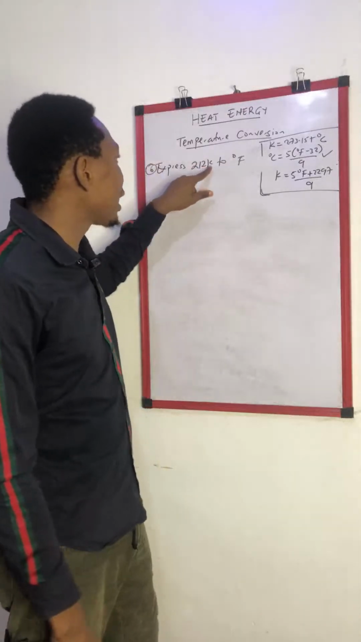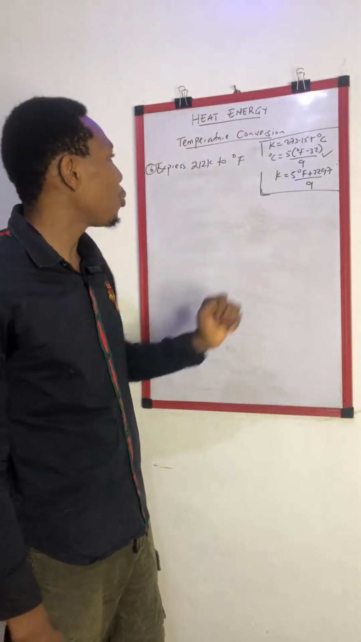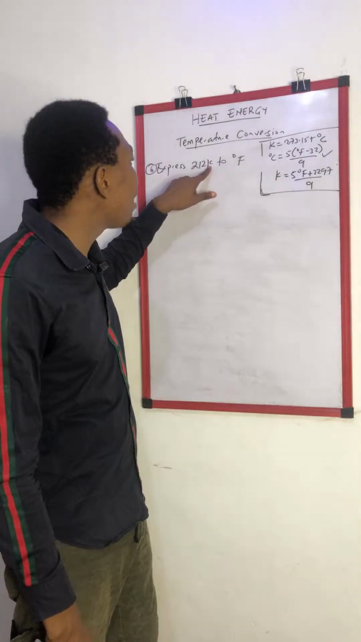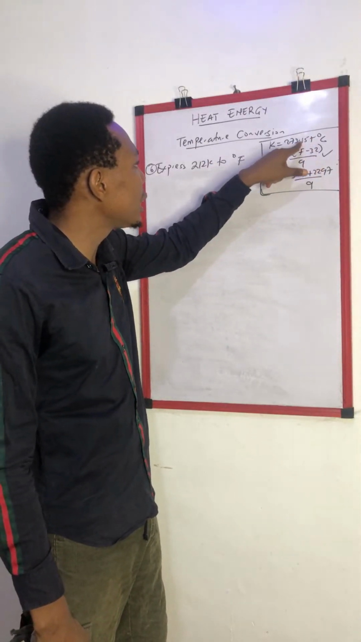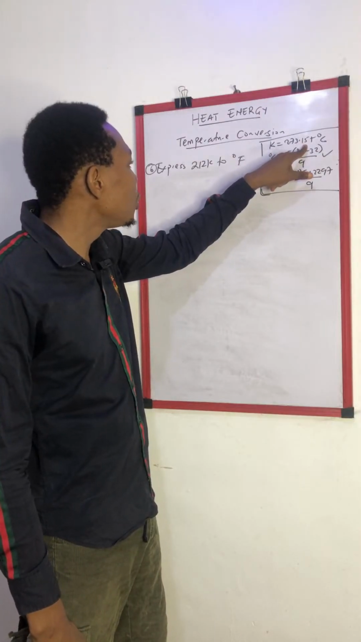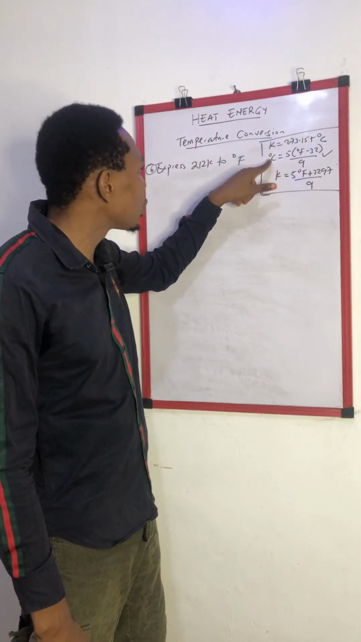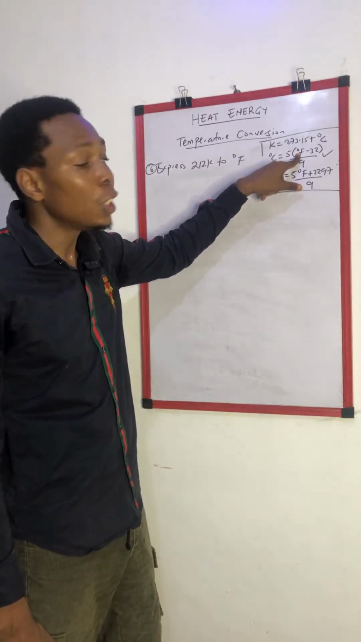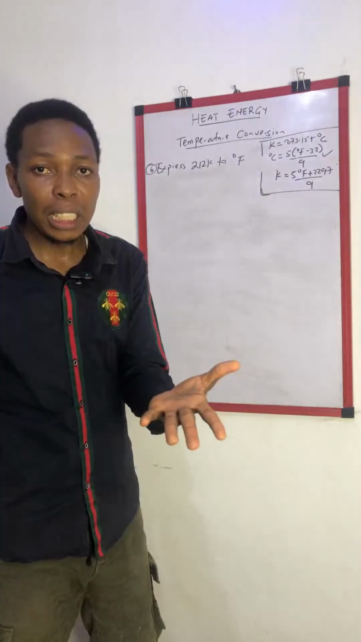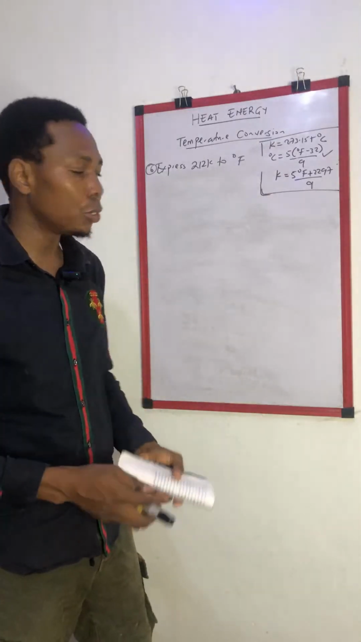But if probably we are not able to remember this in your exam, what you are going to do, since you are converting Kelvin to Fahrenheit, first of all, you have to convert this Kelvin to degree Celsius. Once you convert it to degree Celsius using this formula, then from here you now substitute the degree Celsius that you got into this formula to get your degree Fahrenheit. You still arrive at the same answer. So let's give it a try for the two formulas.